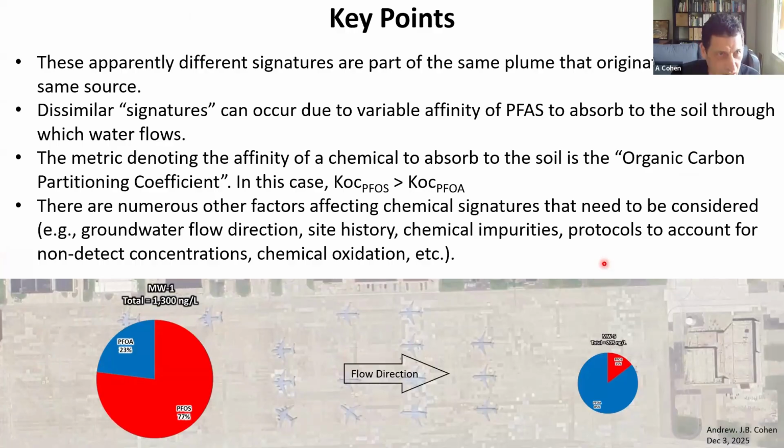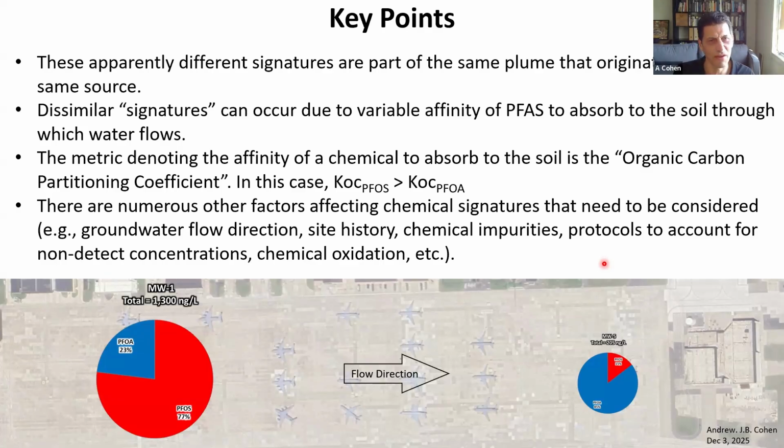So the key points here are that these apparently different signatures are part of the same plume. It originates from the same source. Dissimilar signatures can occur due to this variable affinity to sorb to the organic carbon. The metric denoting this affinity is referred to as an organic carbon partitioning coefficient. In this case, that partitioning is greater for the PFOS than it is for the PFOA. That's why we see the composition change that we see.